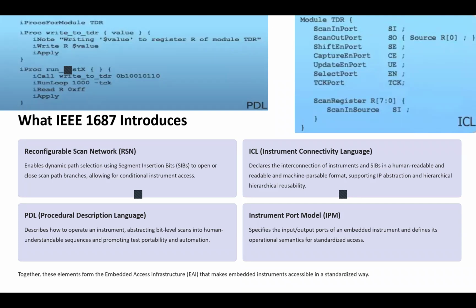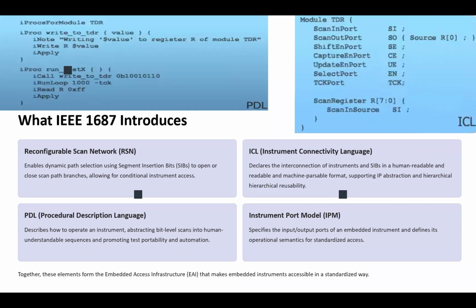And that way, it significantly reduces the time and energy that we need for the test or monitor. Now, another definition that this standard introduces to the field is instrument connectivity language, or ICL, which basically declares the interconnection of the instruments and SIBs in a human readable format, supporting all the IP abstraction and hierarchy that exist. Okay, so ICL basically is a special text-based language. It describes how the instrument and scan segments are connected to each other inside the chip, so the design tool can understand and automate the access.